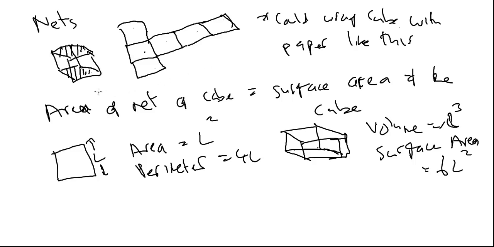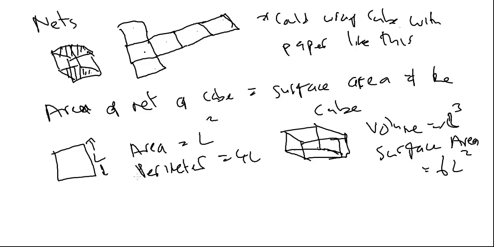So another way you can think of it is that you can work out the surface area by first figuring out what the net is, so that you've correctly visualized or captured what the surface area of the object is, and then you can work out the area of the net easily.